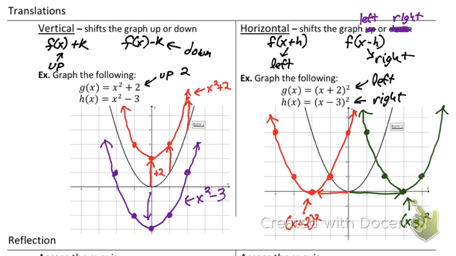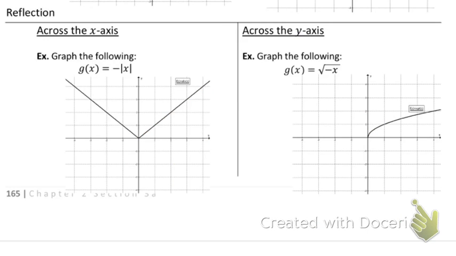All right, the next one is reflections: reflections across the x-axis, reflections across the y-axis. To reflect across the x-axis, all you're going to do is throw a negative sign in front of your parent function, as exemplified by that negative absolute value of x. Absolute value is my parent function, and I threw the negative outside of it. So down below is the parent function absolute value of x. Since the negative sign is out front, I want to reflect all of those points across the x-axis.